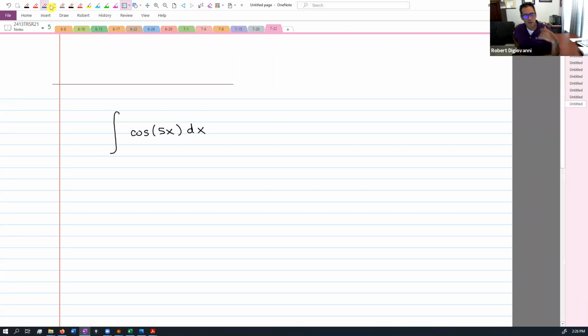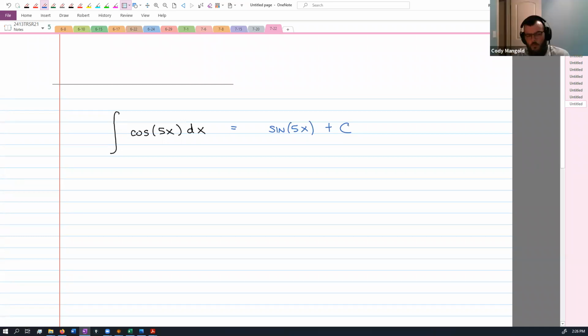So maybe you look at that and you say, okay, wait, I know what the antiderivative of cosine is. The antiderivative of cosine is sine. So you might think to yourself, oh, the answer here is just going to be sine of 5x plus c. What's wrong with that though? Wasn't it supposed to be negative sine? No. The 5x, the derivative of the inside.